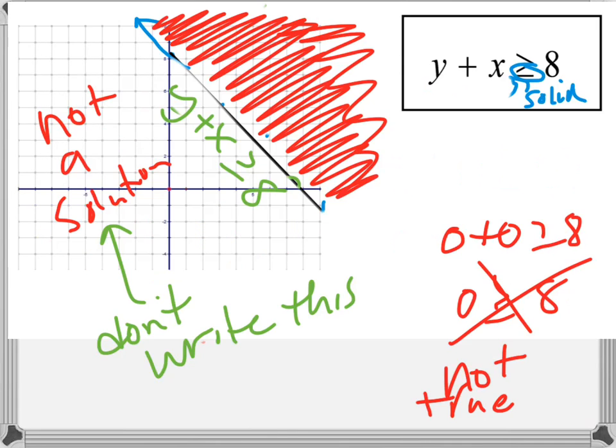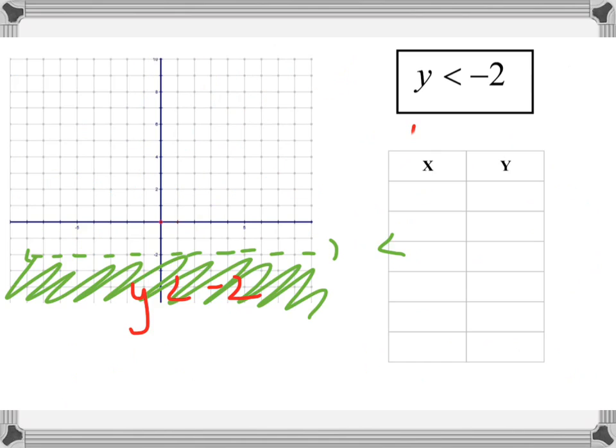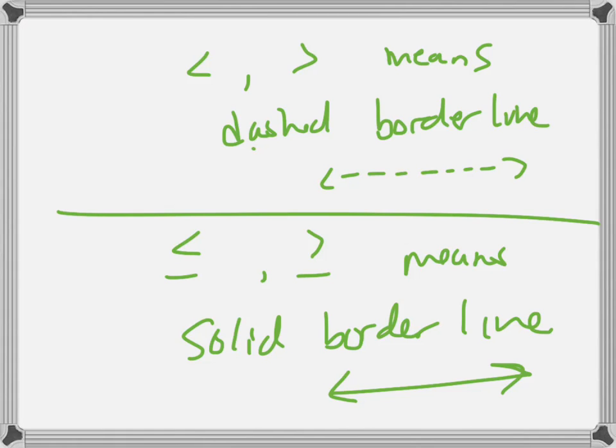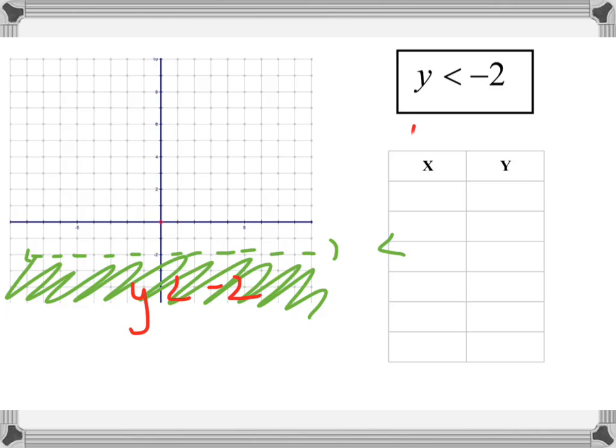Okay. And that is the end. I think I've done all of them. That's the end of our lesson today. So what you learned today was how to graph linear inequalities, ones that look like lines like this.